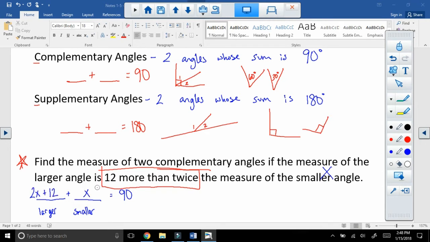The smaller angle is just what I don't know. We don't know either of them, and that's going to add up to equal 90. I'm going to solve this, and then we'll go back and answer the question. So when I solve this, adding my like terms, I get 3x plus 12 equals 90. I can subtract 12 from each side, so 3x equals 78. And then I'm going to divide them each by 3.